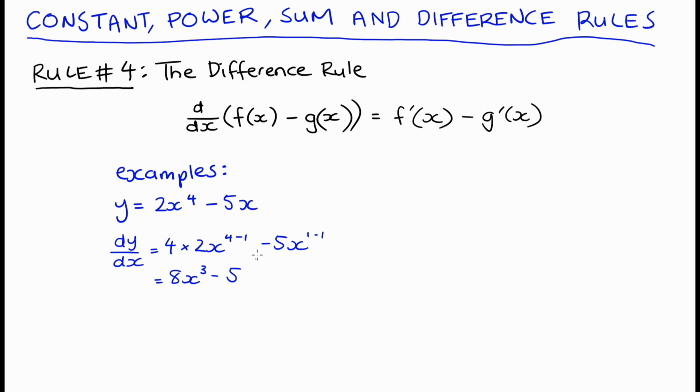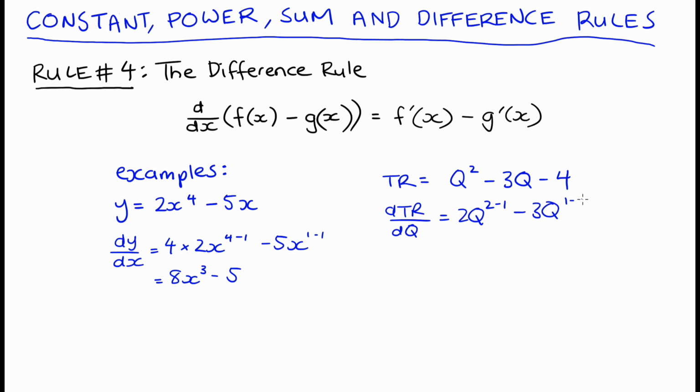All right, we'll just do one more. Let's say we had the function TR, total revenue, is equal to q squared minus 3q minus 4. Then the derivative of total revenue with respect to quantity would be equal to, we take 2 out the front, that multiplies q, and we take 1 off the exponent, so 2 minus 1. Then we can take the derivative of 3q and subtract that, so it will be minus 3 times q to the power of 1 minus 1, so that q will drop out, minus 0. The derivative of 4 is 0, so we get 2q minus 3 in the end.